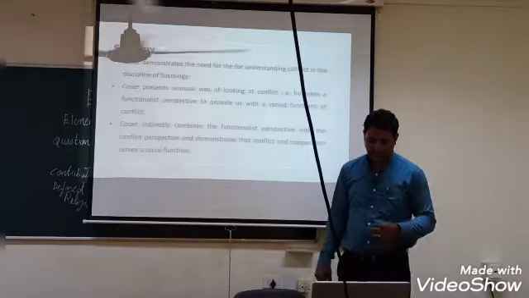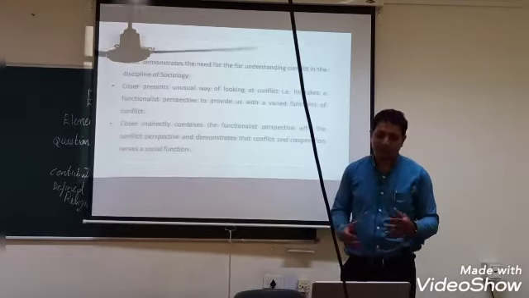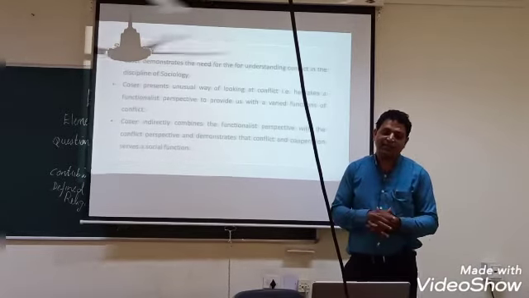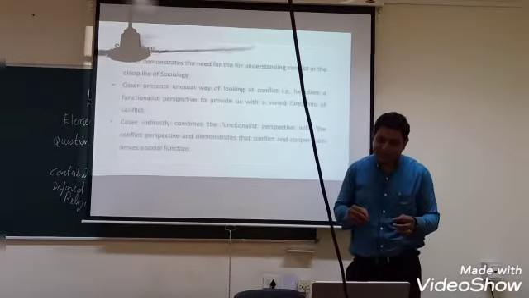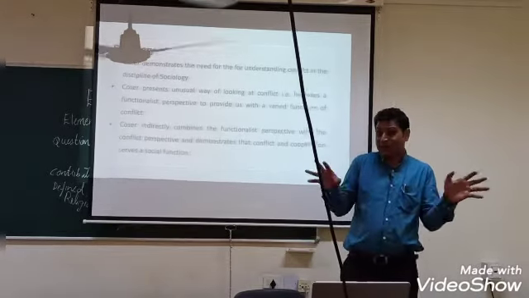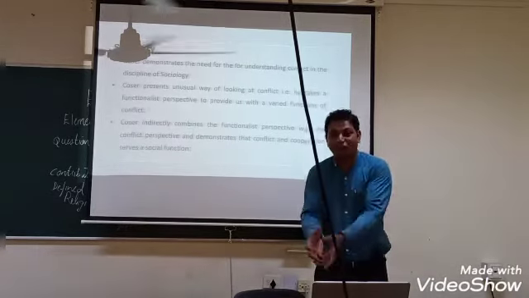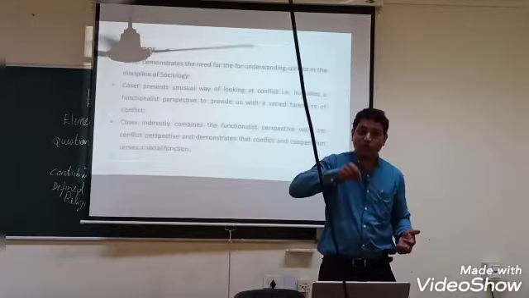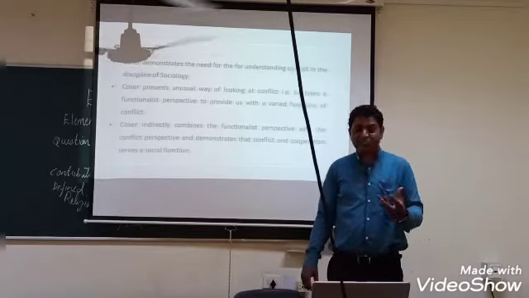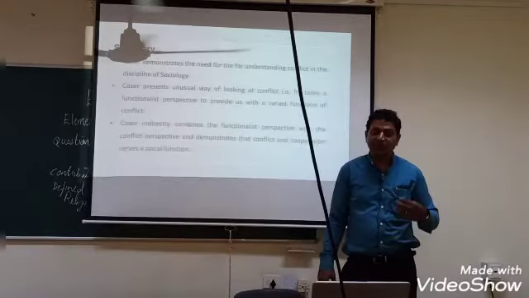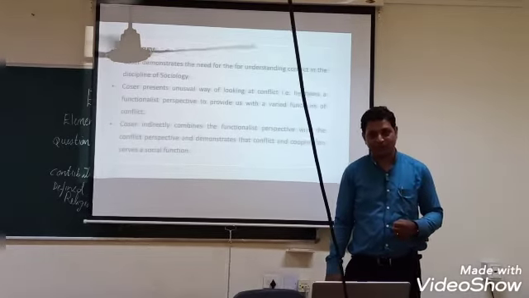To conclude today, Coser demonstrates the need for understanding conflict in the discipline of sociology. Coser presents an unusual way of looking at conflict. He takes a functionalist perspective to provide us with the varied functions of conflict. In a way, Coser is disguising himself as a functionalist and talking about the conflict perspective through the functions that conflict plays in society. Thus, Coser indirectly combines the functionalist perspective with the conflict perspective and demonstrates that conflict and cooperation serve a social function. Thank you.